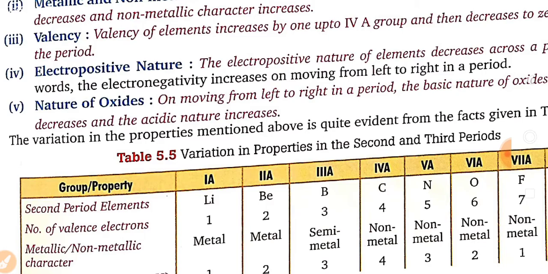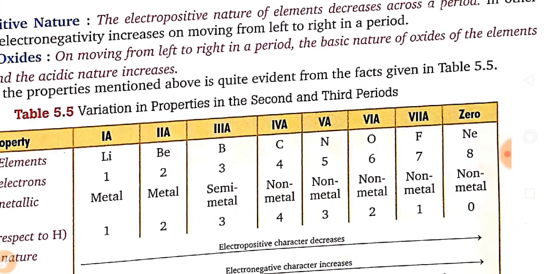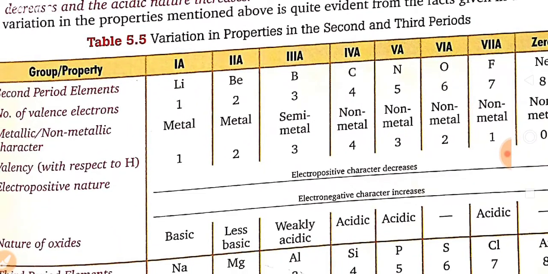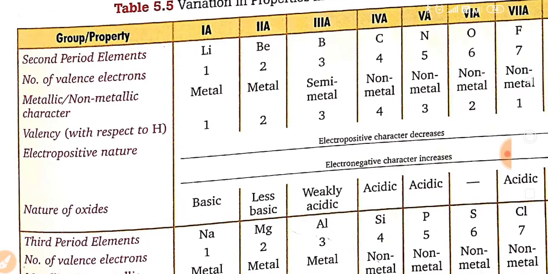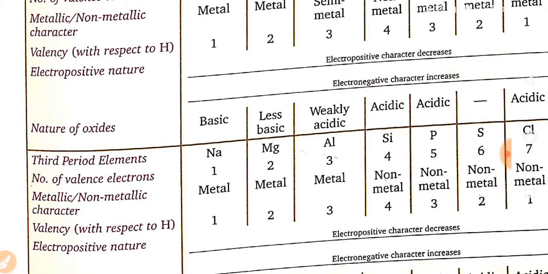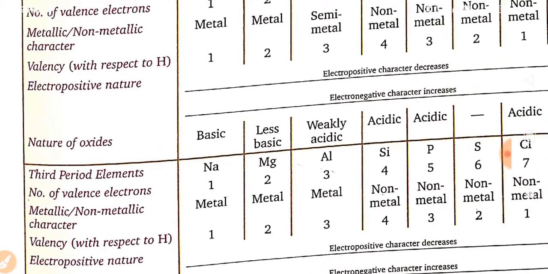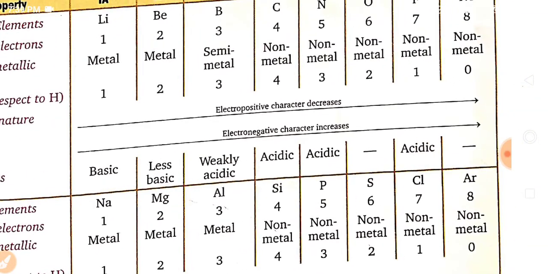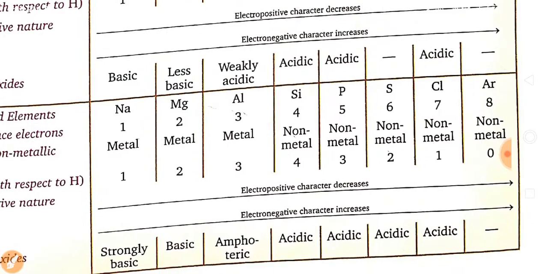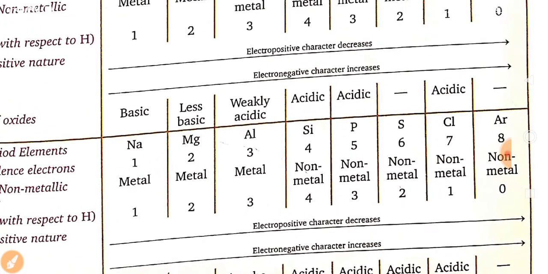The variation in the properties mentioned above is quite evident from the facts given in table 5.5. You can see the variation in properties in the second and third periods. In the second period, in first A group, lithium metal has valency 1, the same as the third period element. So you can see the electropositive character decreases here and the electronegative character increases.